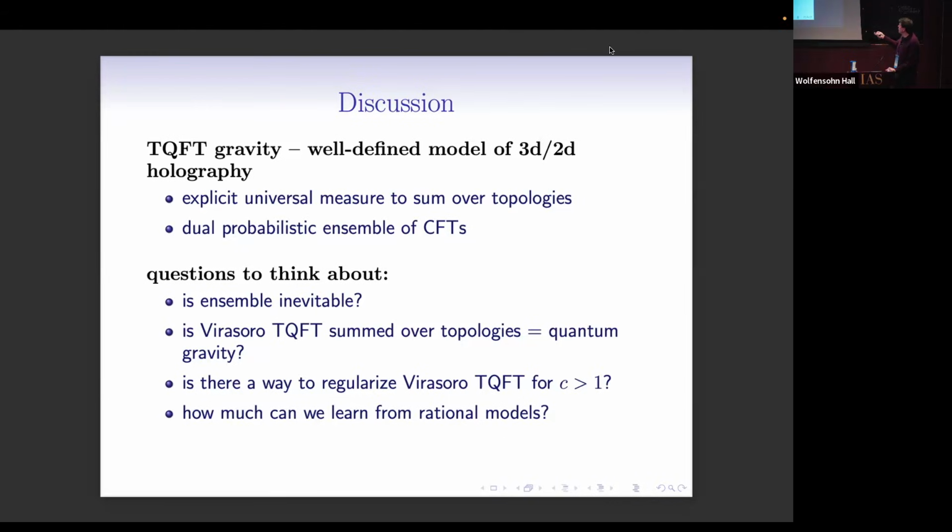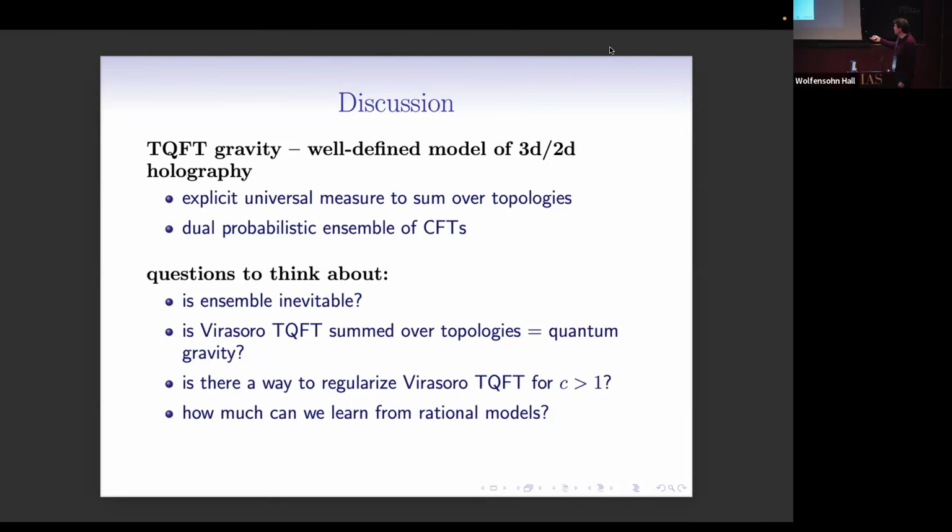And in the case when your TQFT has a finite dimensional Hilbert space, we can show that there is a dual probabilistic ensemble of CFTs. There are no issues with divergences. The dual ensemble has a finite number of theories. All the coefficients are positive. Everything is completely fine.